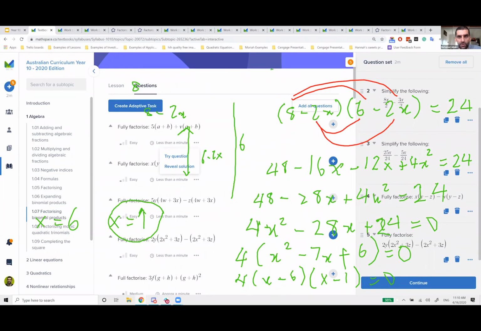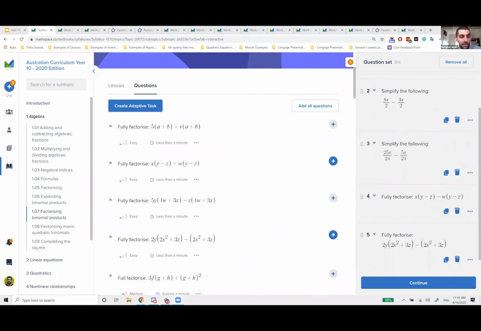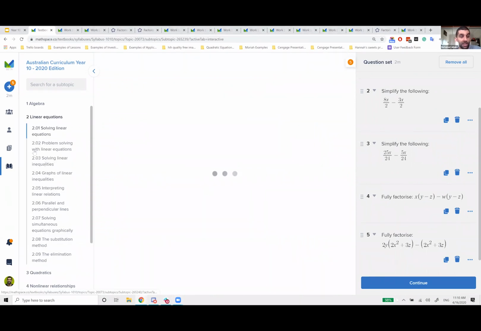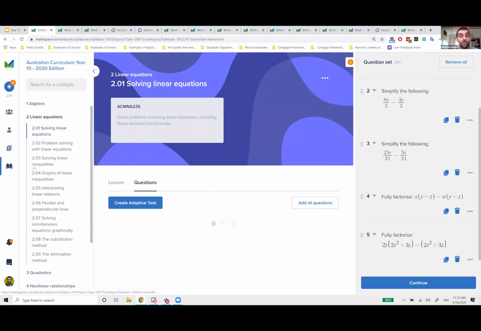Let me get rid of all this annotation, clear all drawings. Linear equations next week. So I think we'll get through that quite quickly. We'll start talking about some graphing.